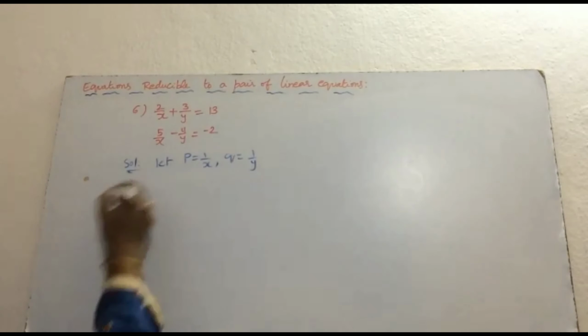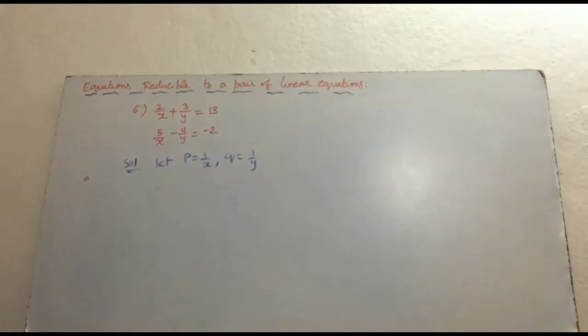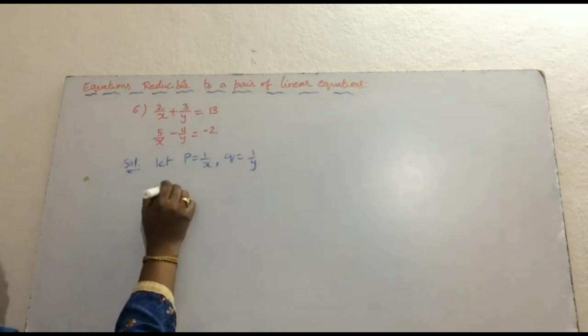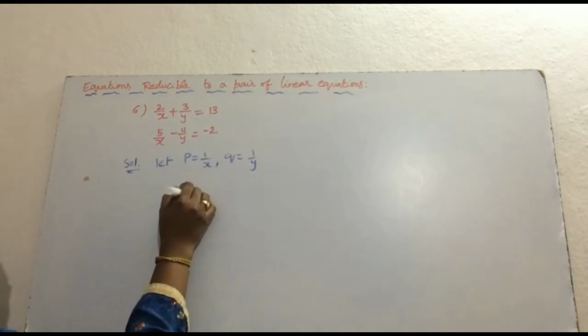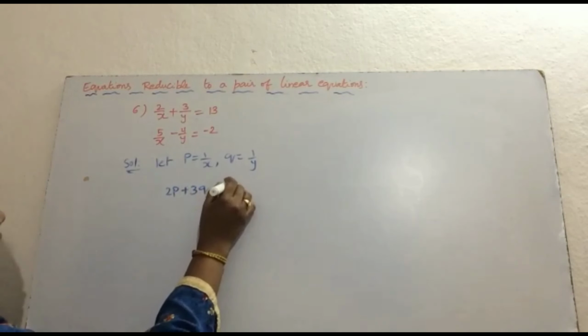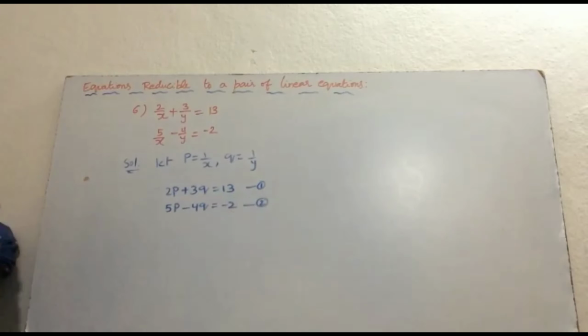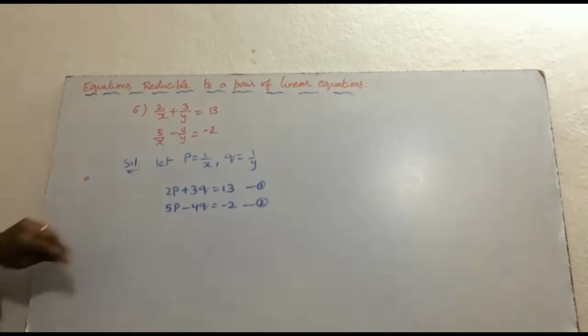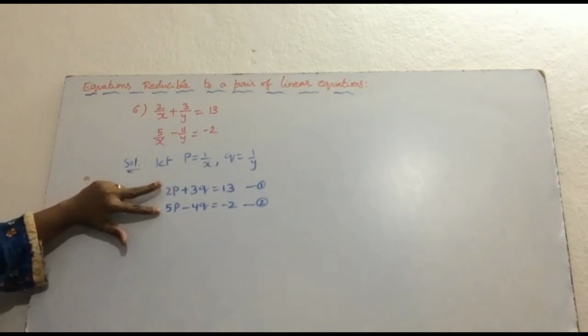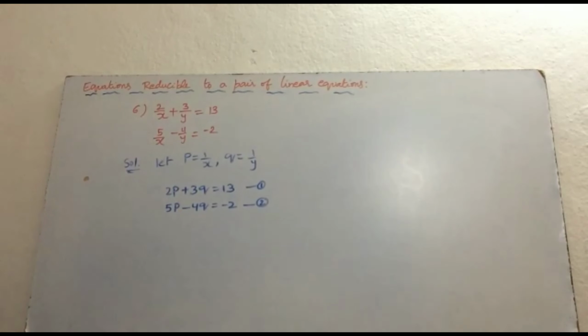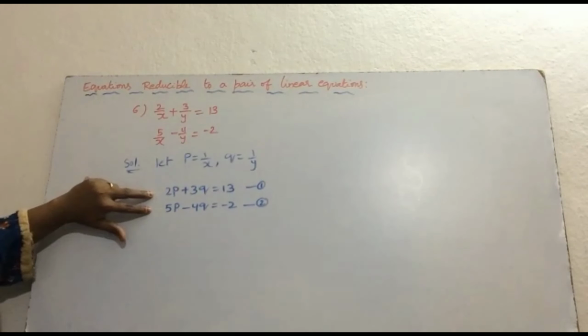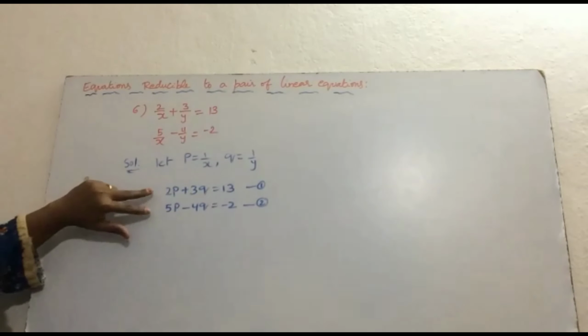And now the first equation becomes 2p plus 3q equal to 13, and the second equation becomes 5p minus 4q is equal to minus 2. So this is the first equation and this is the second equation. Now here also the coefficients of p and q are not the same. So we will equate one of the coefficients of p and q.